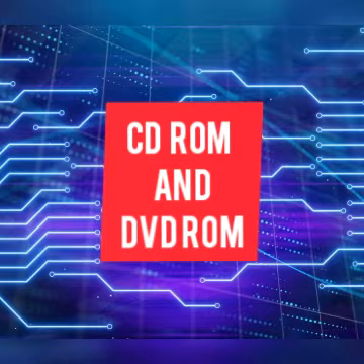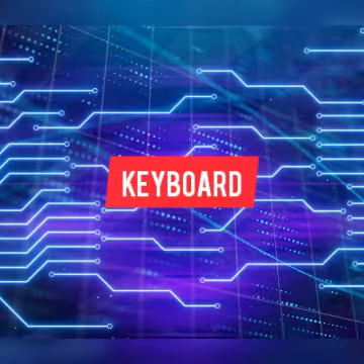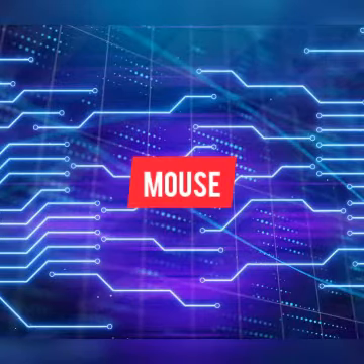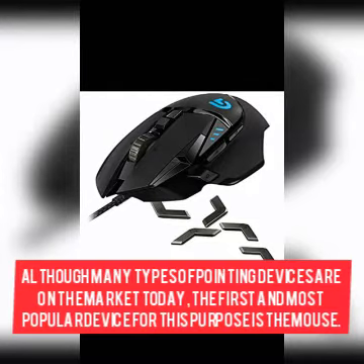Next is CD-ROM and DVD-ROM. CD-ROM or compact disc read-only and DVD-ROM or digital versatile disc read-only drives are relatively high capacity, removable media and optical drives. Next is the keyboard. The keyboard is the primary device on a PC that is used by a human to communicate with and control a system. The next one is the mouse. Although many types of pointing device are on the market today, the first and most popular device for this purpose is the mouse.